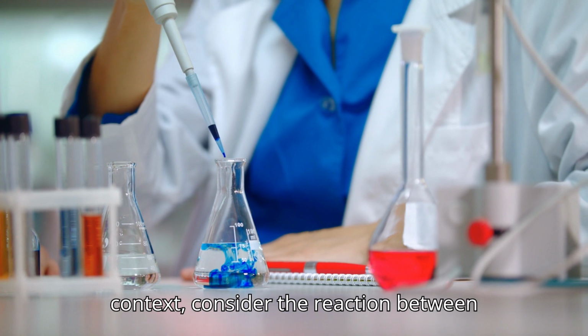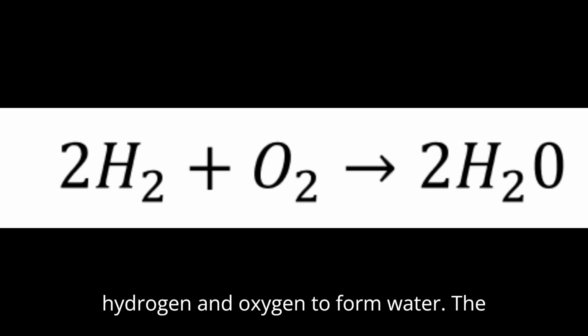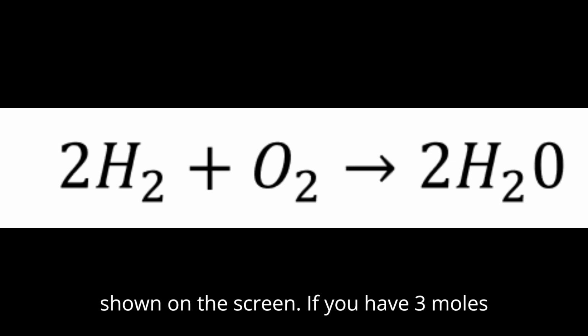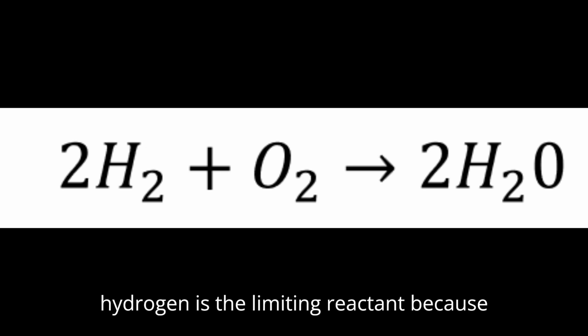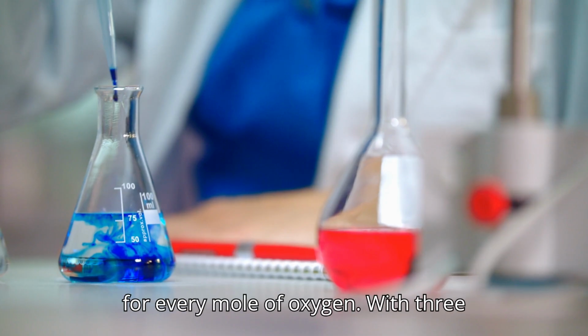In a chemical context, consider the reaction between hydrogen and oxygen to form water. The balanced equation for this reaction is shown on the screen. If you have 3 moles of hydrogen and 2 moles of oxygen, hydrogen is the limiting reactant because the reaction requires 2 moles of hydrogen for every mole of oxygen.